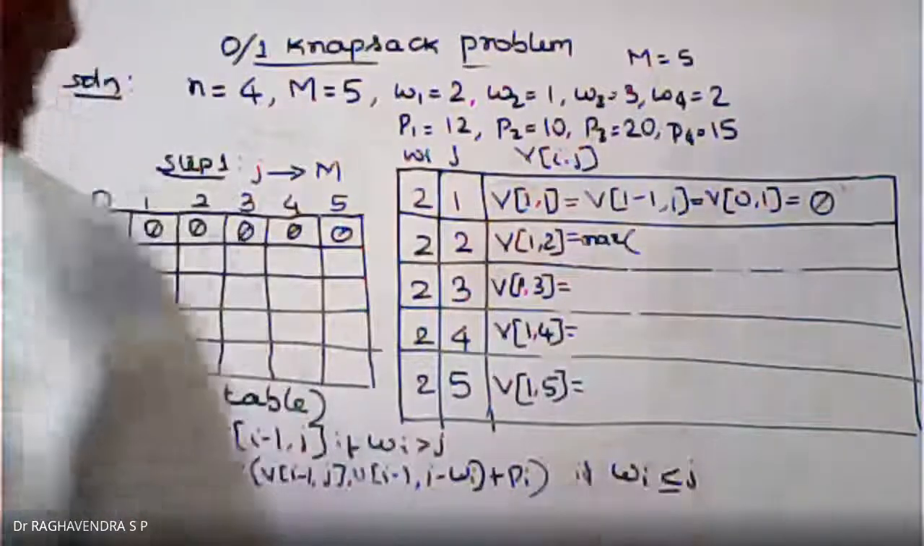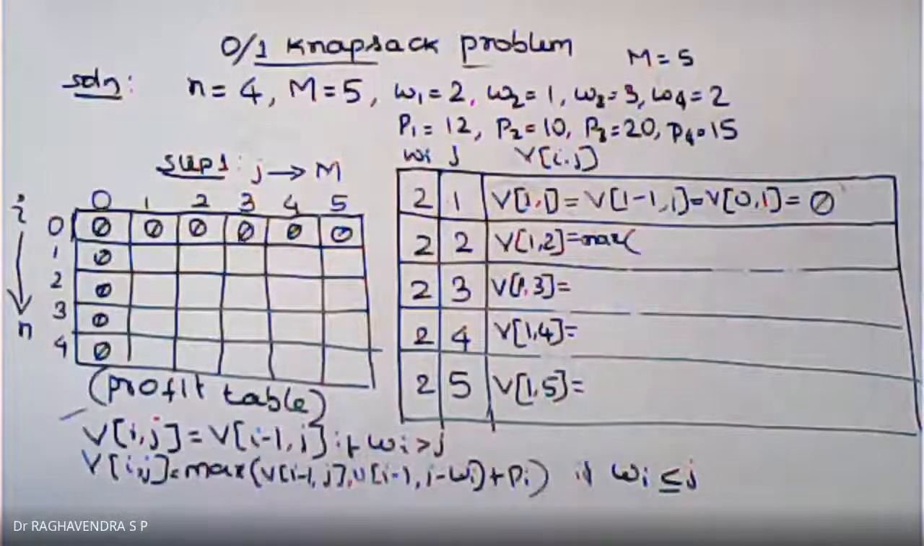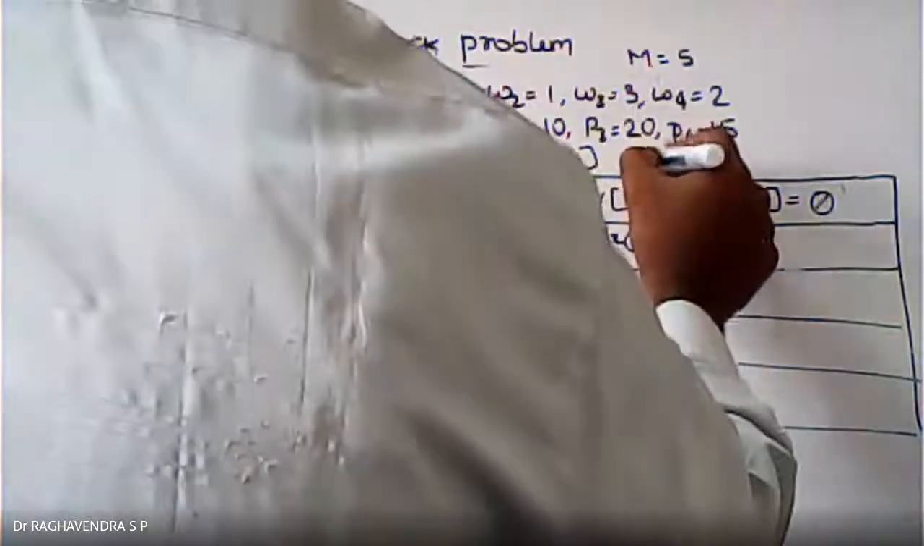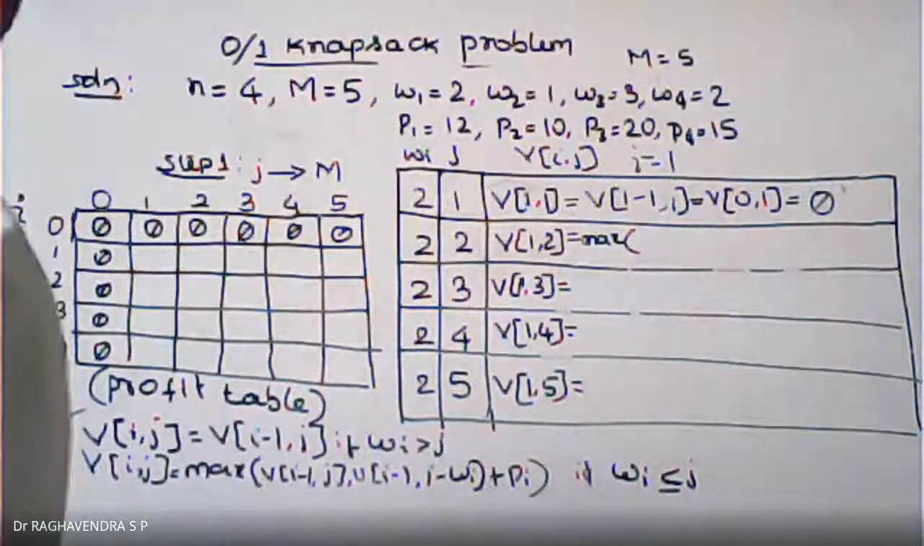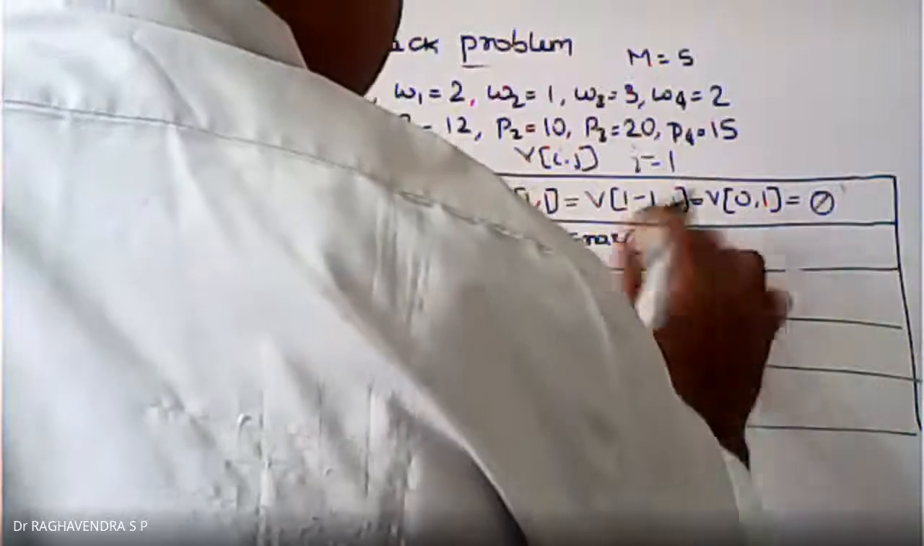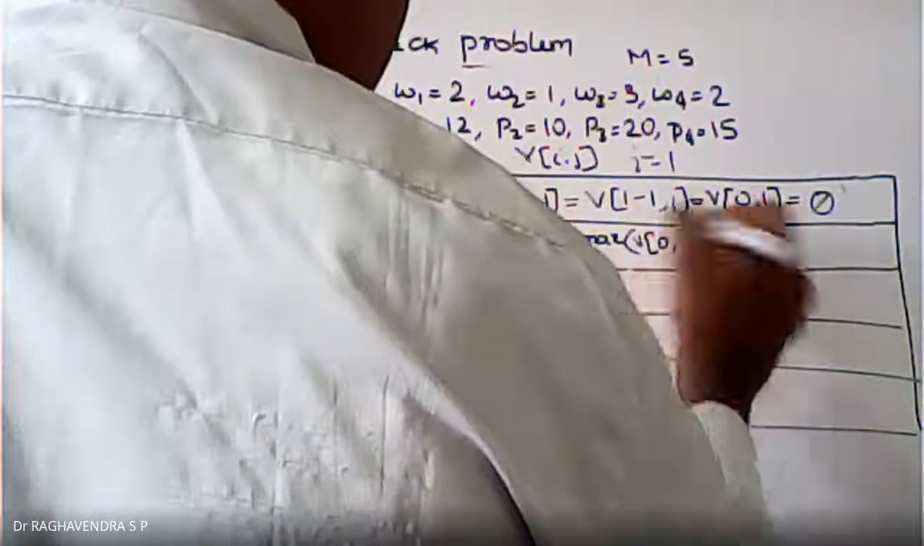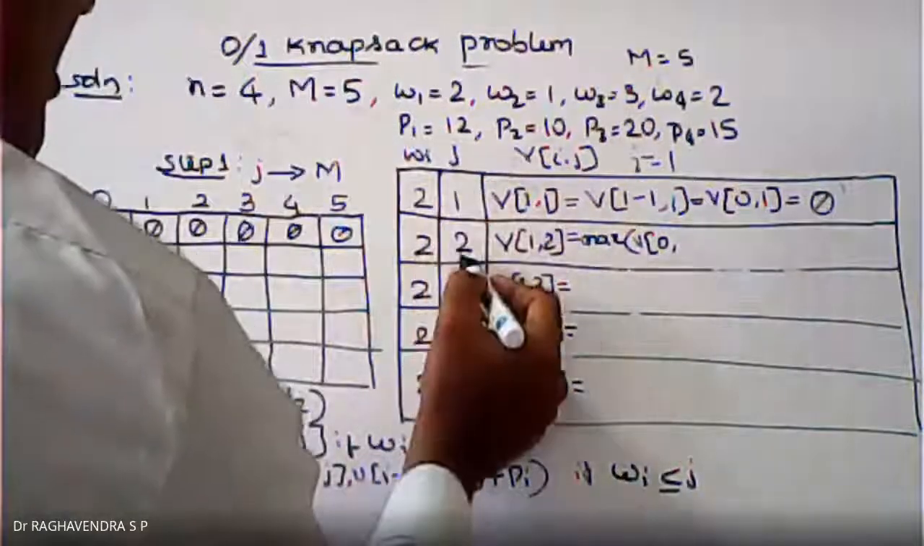So I minus 1 is how much? What is the value of I now? In all cases I is equal to 1, because I am inserting the first item. So 1 minus 1 is 0. This is V of 0, J. What is J here? 2. Very good.